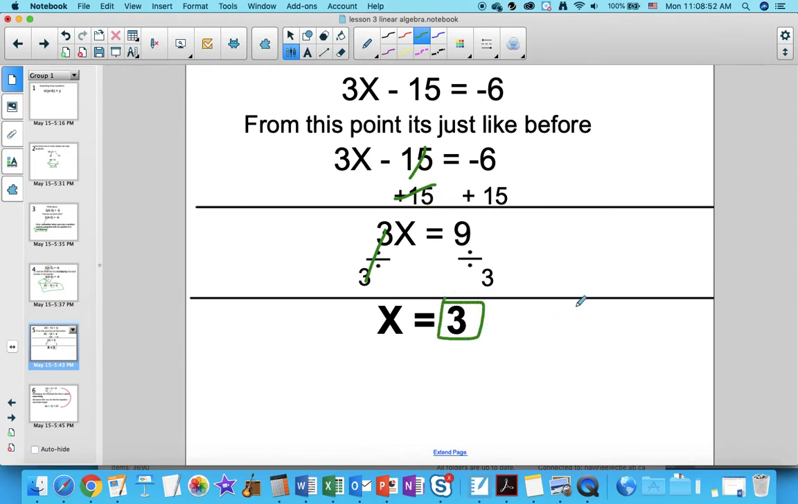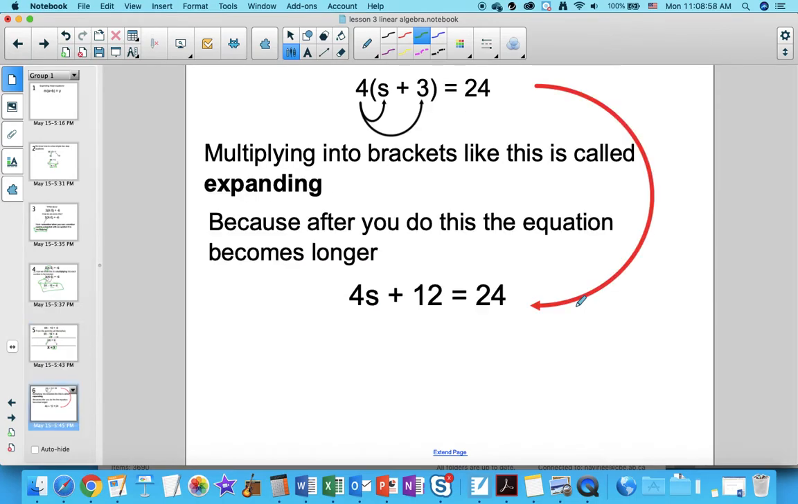Right? Just like before. So expanding is just one extra step. It's called expanding because when you expand an equation, when you do this step, the equation becomes longer. It's getting bigger. It's expanding.